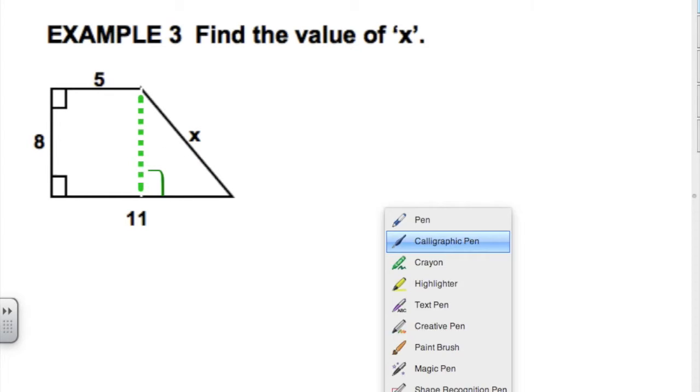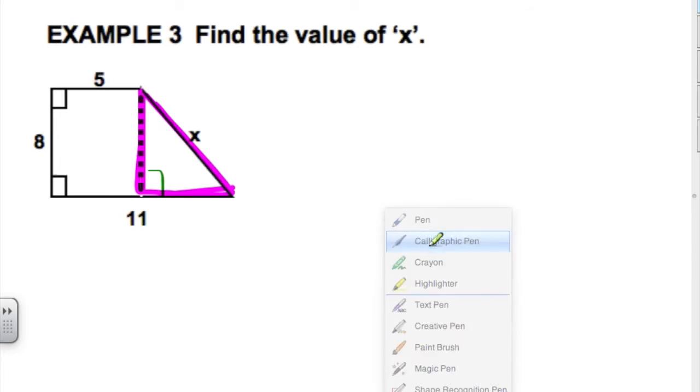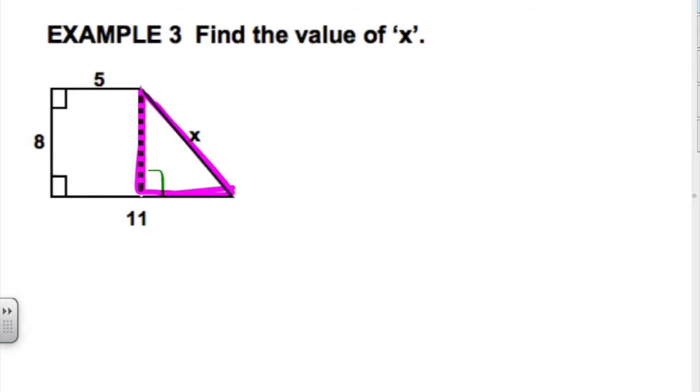So I now have this right triangle that I can do Pythagorean Theorem with. So I see that I now have these two legs, here and here, and I'm solving for my hypotenuse. Now what I've created is this rectangle here with 5 and 8, and I'm going to use those to give me the lengths of my triangle.